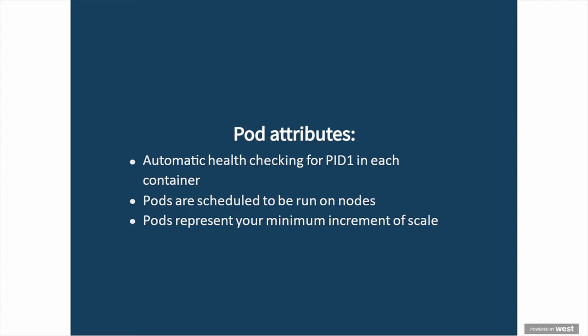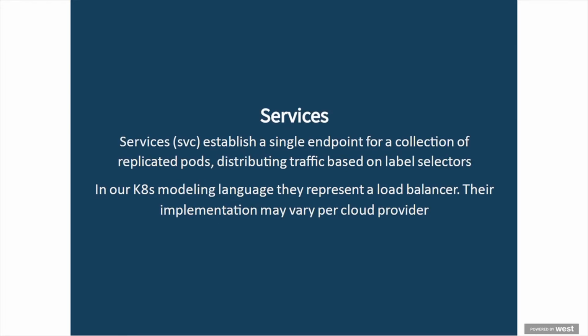Pods will automatically do health checking for process one in each container. This means if the initial process fails, it's very easy for Kubernetes to restart it or restart the group of containers as a unit. Pods are scheduled to be run on nodes, and pods also represent your minimum increment of scale. If you have two web services that need to be scaled independently, they'll always need to be represented as two distinct and separate pods in the Kubernetes API, or two separate deployments, replica sets. We'll get into those topics next.